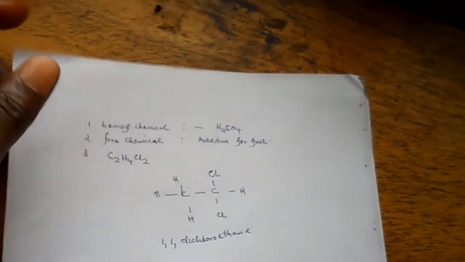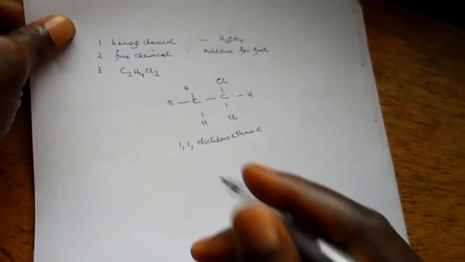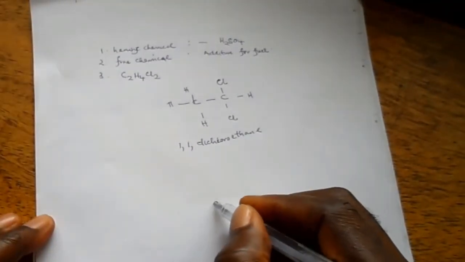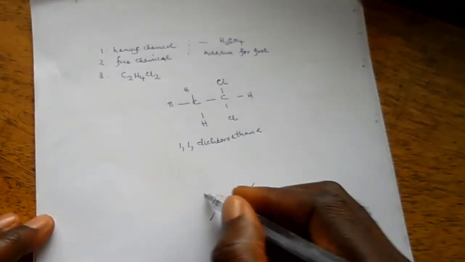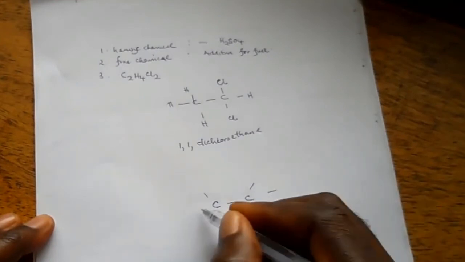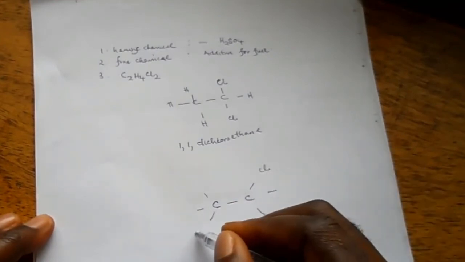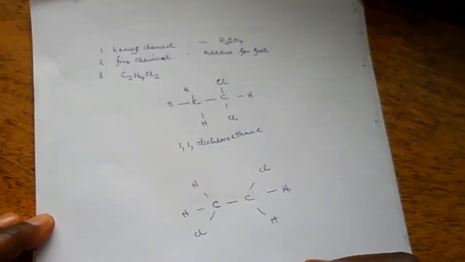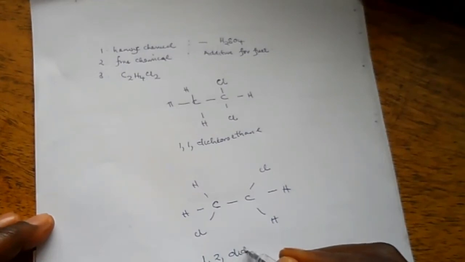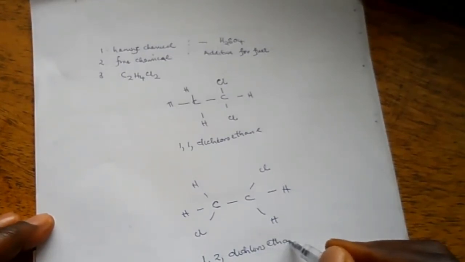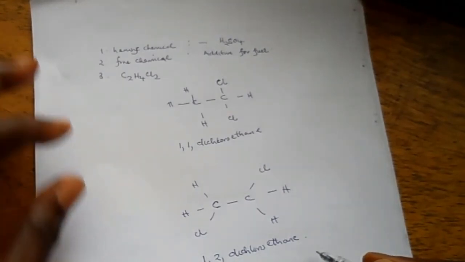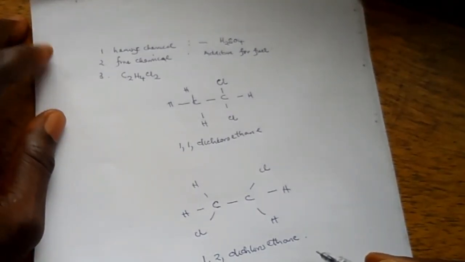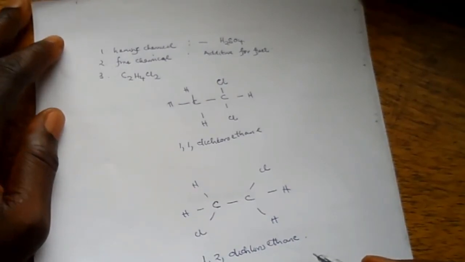The structure can also be arranged like this, and this one is called 1,2-dichloroethane. These compounds can be produced through substitutional reaction of the alkanes with the halogens.